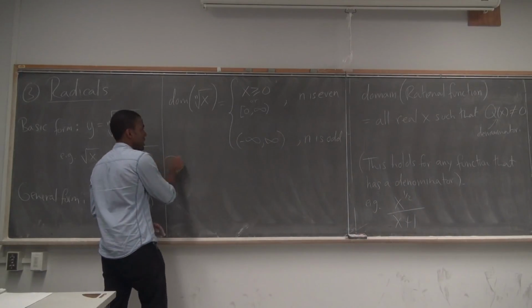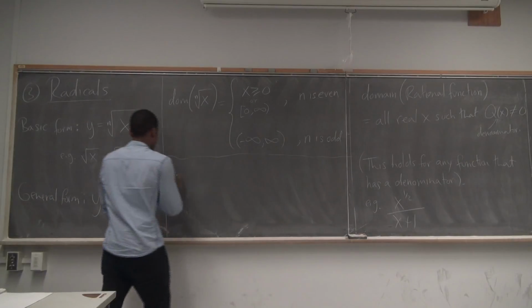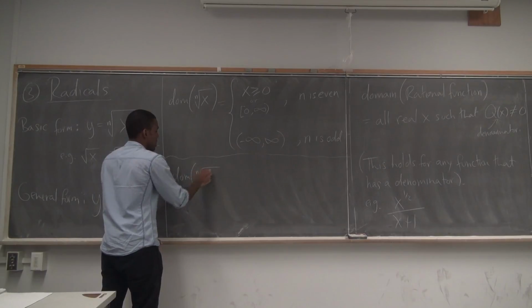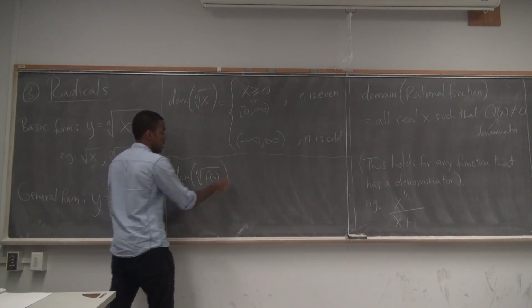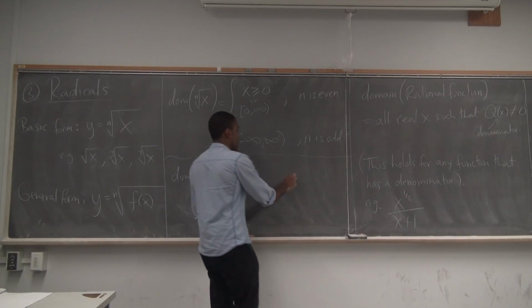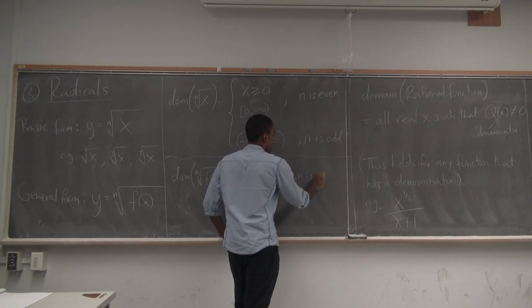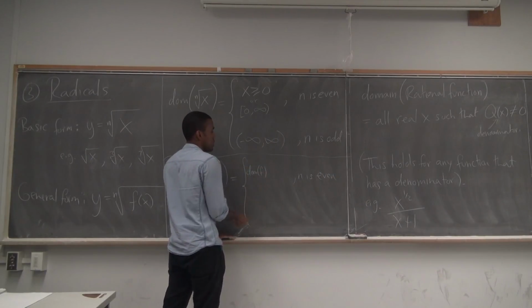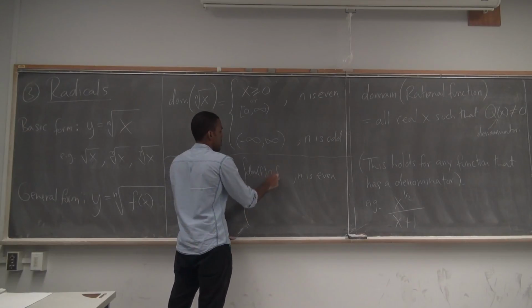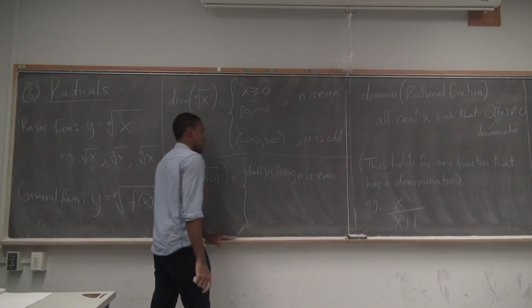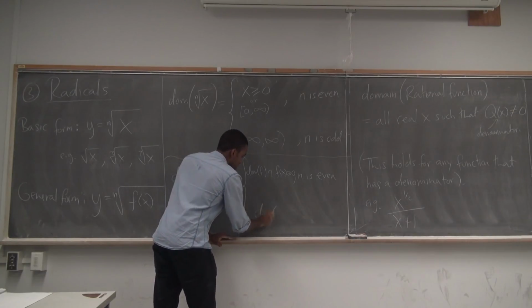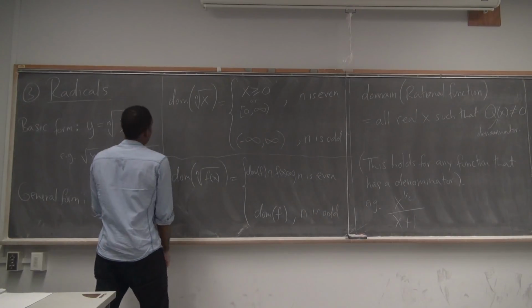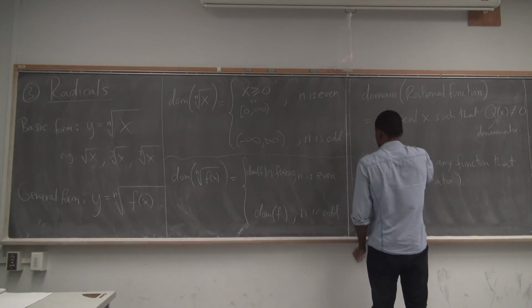So if you want to look at the general case, and like I said, we'll do examples of all these. If you look at the domain of the nth root of some random function that's under here, then there are 2 options. If n is even, the domain is the domain of the original function intersected with f of x having to be greater than or equal to 0. And it's just the domain of the original function if your n is odd. So those are radicals.